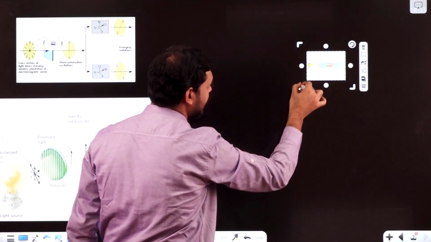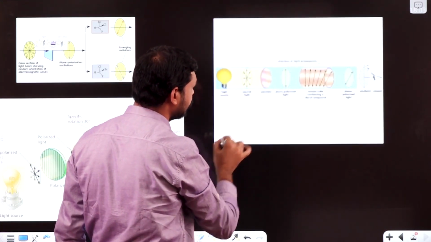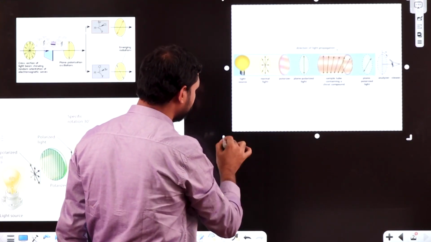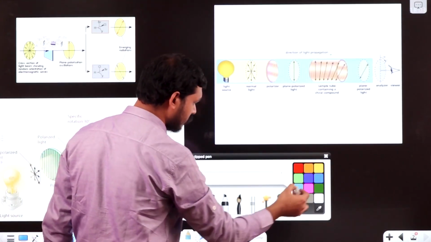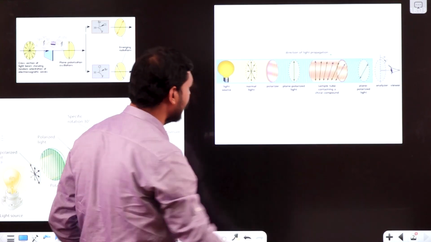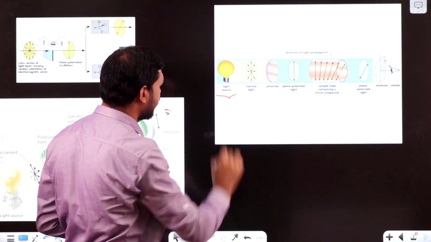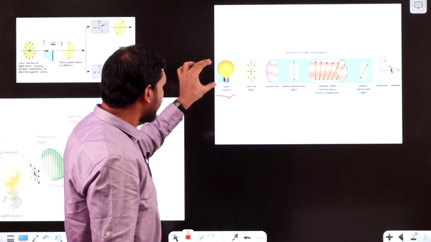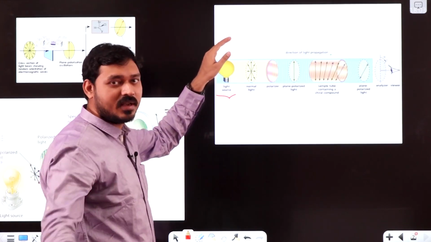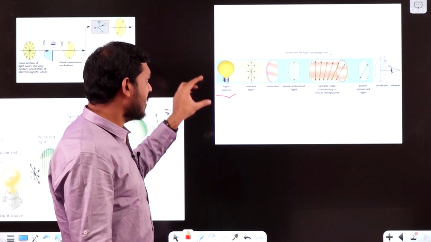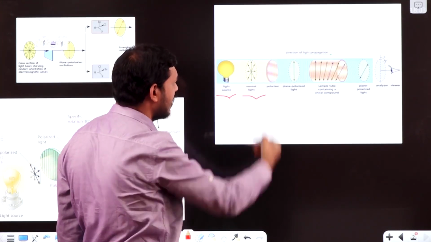Now let's observe perfectly what actually happens. A source of light is taken initially, and it is traveling in all the directions. Light rays are having oscillations in all the directions, right? As per the electric field and magnetic field perpendicular to each other, the light rays are having oscillations. So the normal light is having oscillations in all directions.